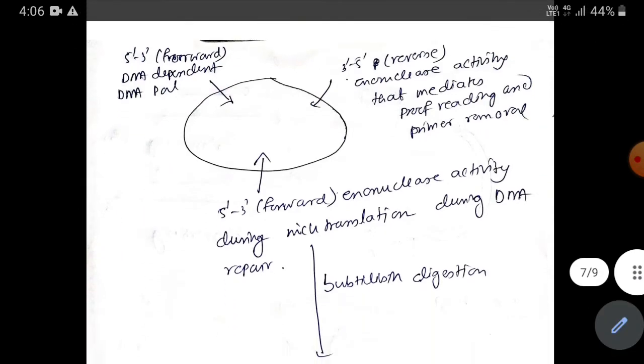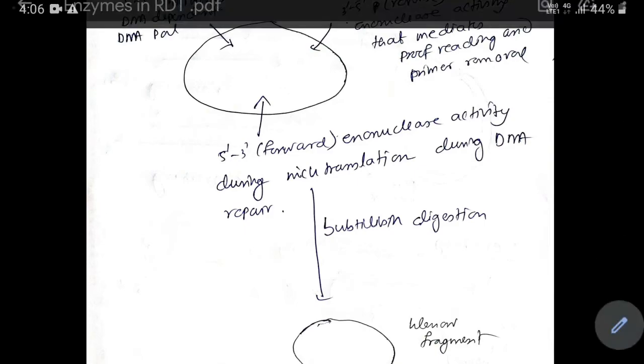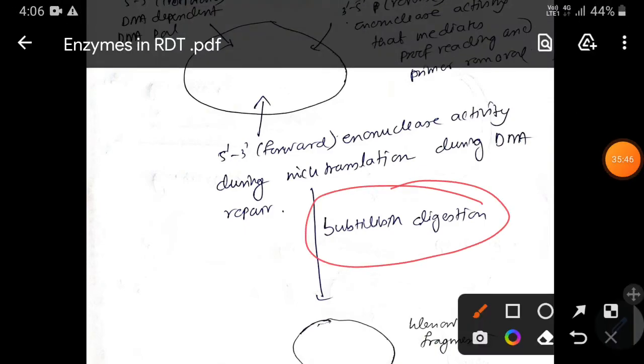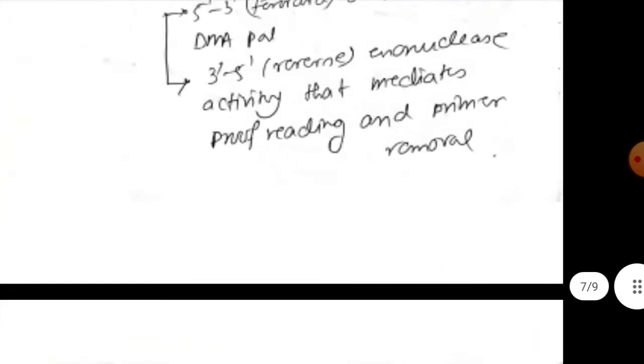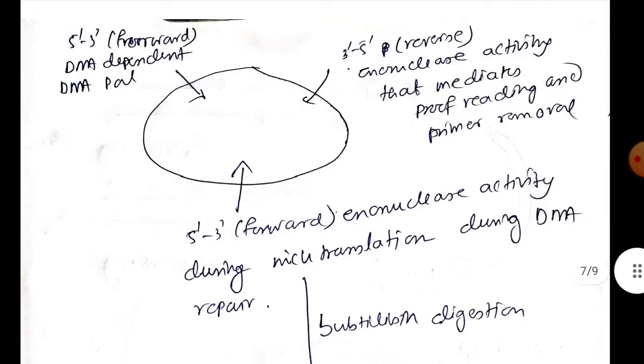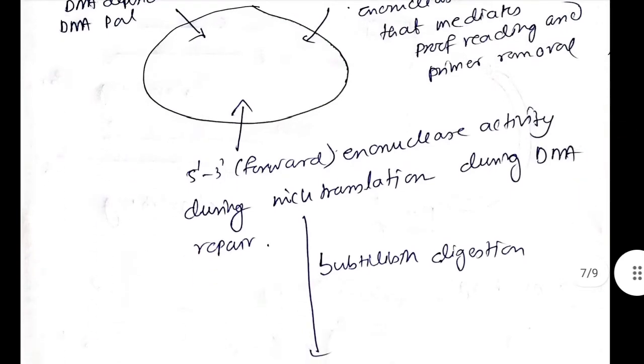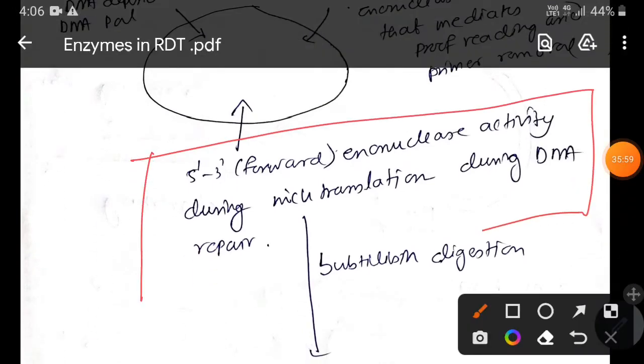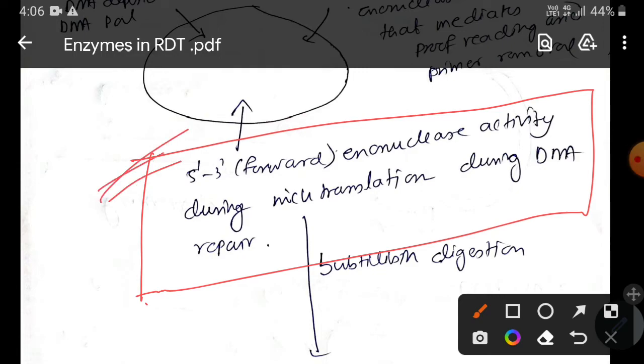Okay, so by subtilisin digestion we are removing simply that part of the DNA polymerase that is responsible for the 5 prime to 3 prime exonuclease activity. That means that helps us during the nick translation of the DNA repair. Okay, so we are removing that part with the help of subtilisin digestion.